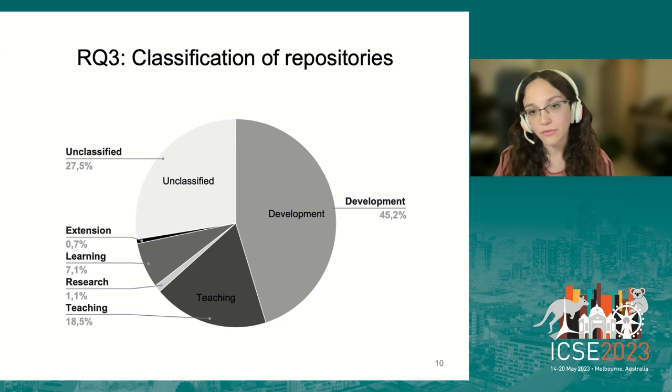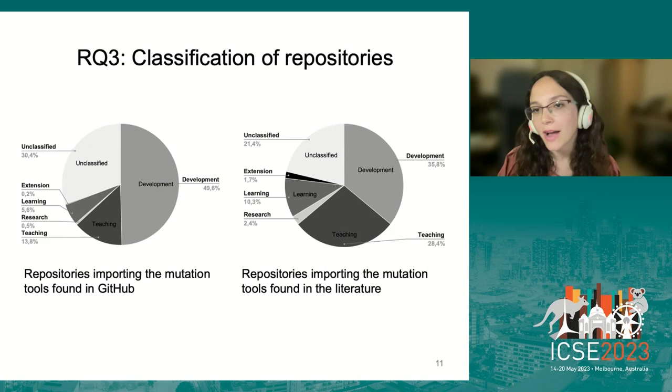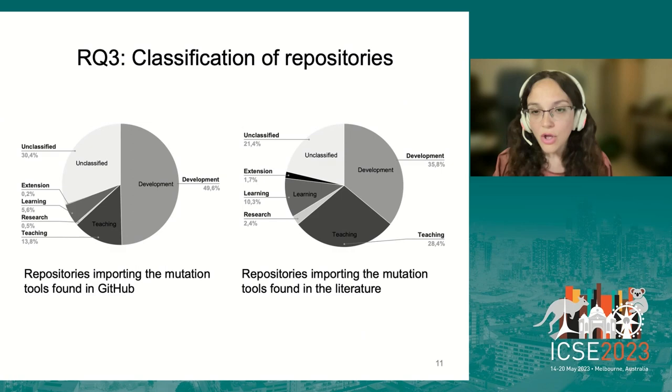But interestingly, we observe an increase in the percentage of projects dedicated to development and a decrease in the number of teaching repositories when focused on tools found only in GitHub search. Those tools are HAMBAT, Infection, MutMut, StrikerJS, and StrikerNet. On the contrary, mutation tools found only in the literature, Major, Javalanche, Mutant, MutPy, and PIT, show the opposite behavior, with a considerable reduction in the percentage of repositories dedicated to development and an increase up to double in the number of teaching, research and learning repositories.